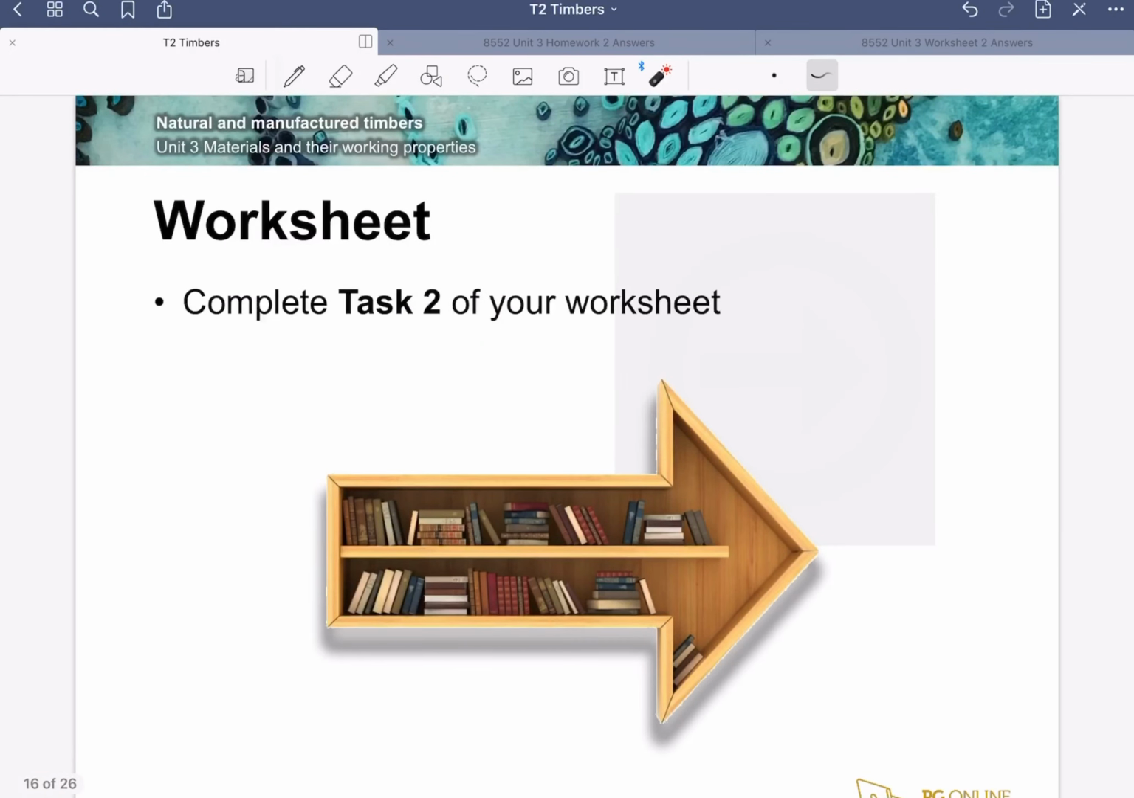So I'd like you to complete task 2 in your worksheets. If you pause the video at this point and complete those tasks, and then we'll go through those answers and see what you come up with.